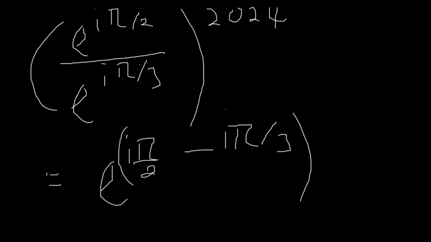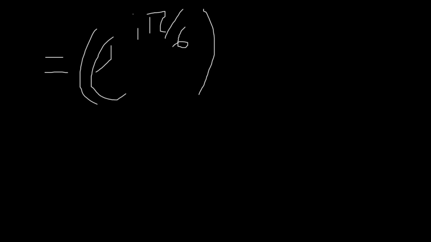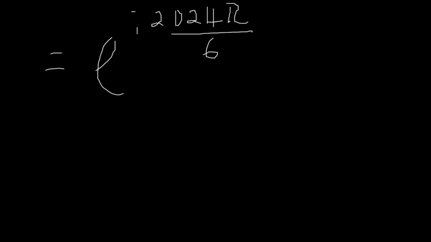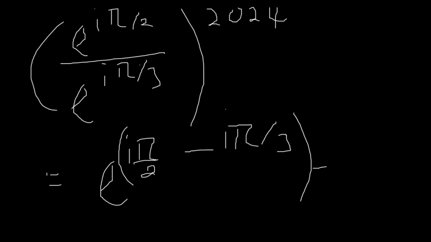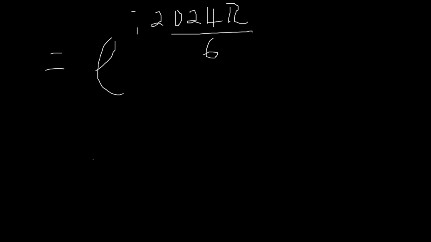And further simplifying this, don't forget the 2024. You're going to have E to the what? I pi on 6, all that to the power 2024. And we can just write it as E to the I 2024 pi all over 6. That's what you have. By simplifying this, that is 3 minus 2. You're going to have 1 over 6. Okay, we have this as the answer.